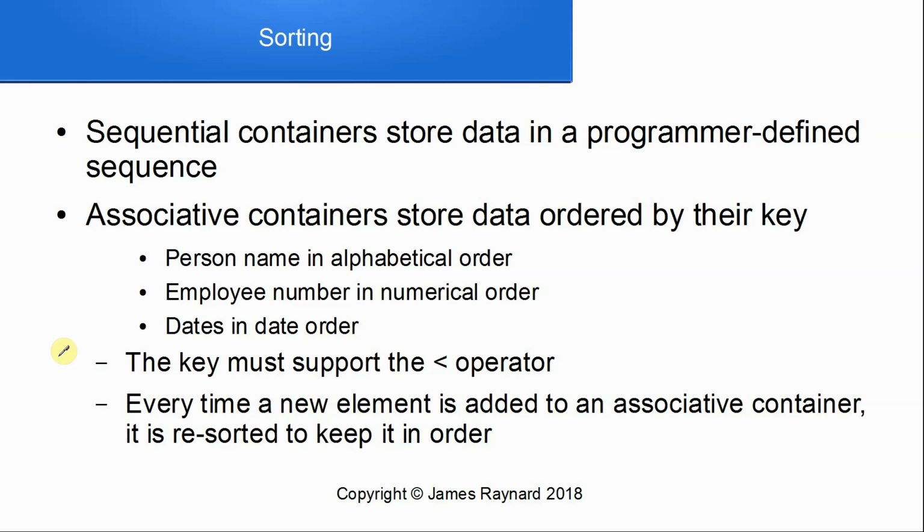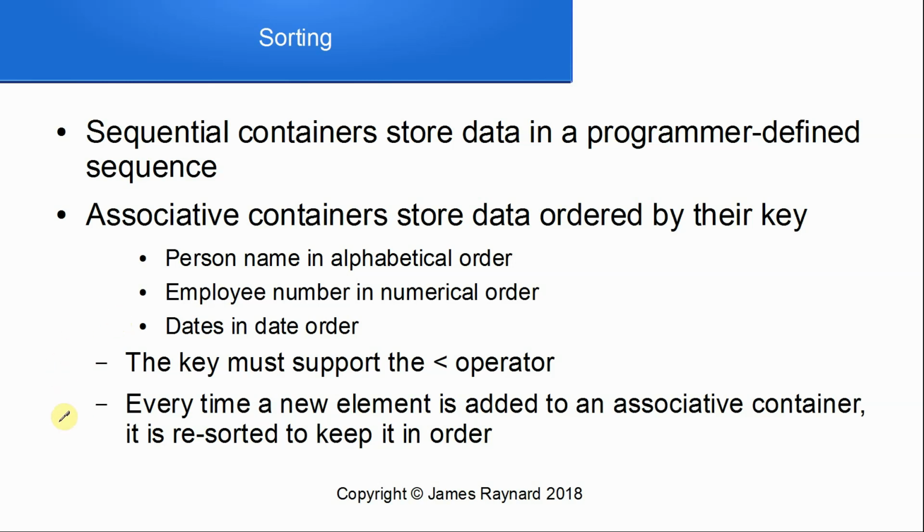How does the container know how to do this? It uses the less than operator on the key. So if the person name is a string, it's going to use the string's less than operator for ordering the records. With the employee number, which is presumably going to be an integer of some sort, it'll use the built-in less than operator. For dates, presumably there'll be some sort of date class which is used for this, which will have a less than operator. So if you're writing your own class, you will need to provide a less than operator if you want it to be the key in an associative container. Obviously for built-in types or classes which are part of the standard library like string, that's already been done for you.